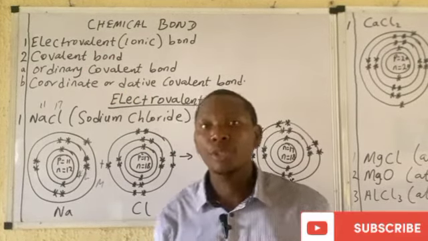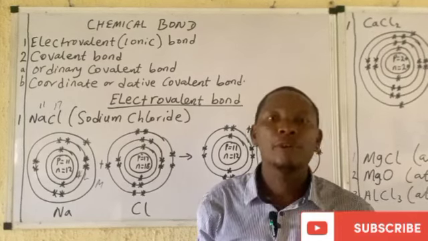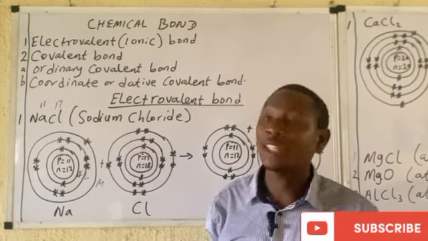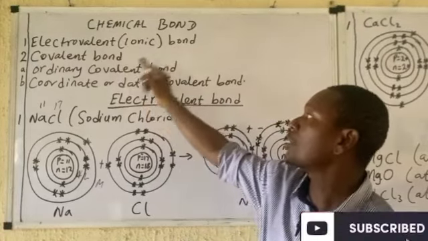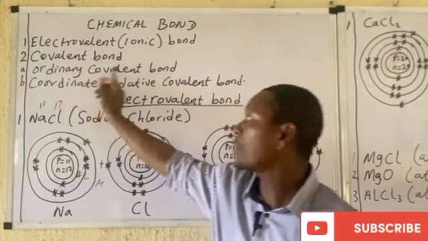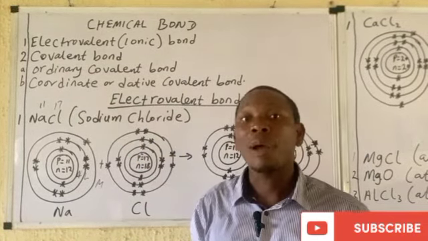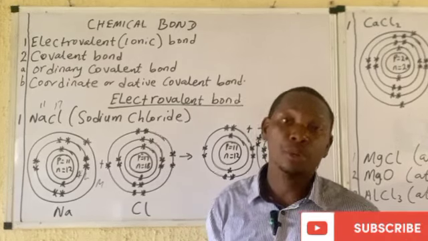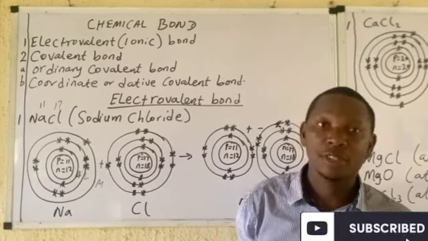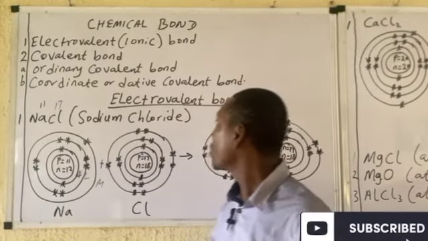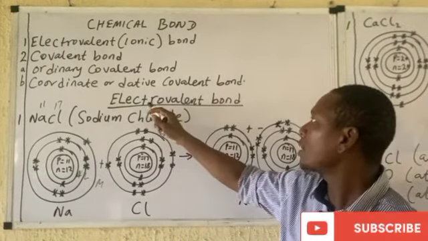Now, in chemistry, we have the primary or the main bonds, which are the covalent bond. We have the electrovalent or ionic bond. The covalent bond is divided into the ordinary covalent and the dative covalent. While we also have the metallic bond, it's also a strong bond. And we have other weak bonds, which we are going to discuss as we go on in our classes. So let's talk about the electrovalent bond.